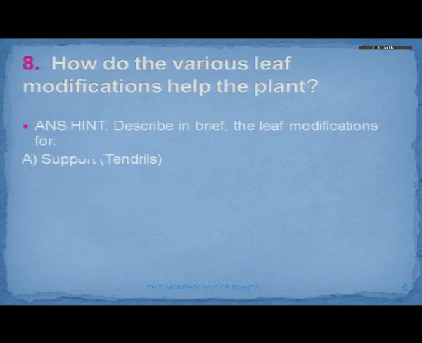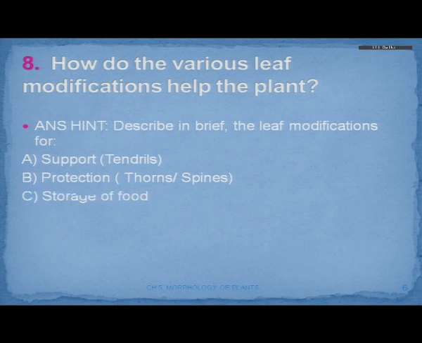The last question was how do the various leaf modifications help the plant, and again just as in the previous question you wrote about the stem modifications, here you should describe in brief the leaf modifications for support, that is tendrils, for protection in the form of thorns or spines and for storage of food. Also, do not forget to give examples with each of these descriptions.